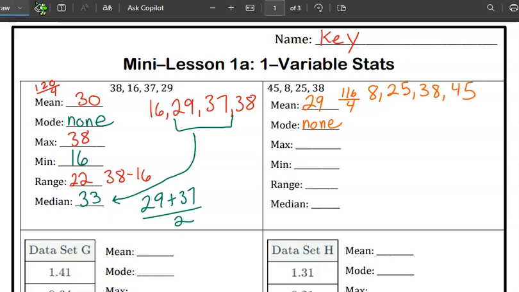Maximum is the biggest number in the set, 45. Minimum is the smallest, 8. And then range, find the difference between the maximum and the minimum, 37. And for the median, find the middle values, add them up, and divide by 2. It will give you a decimal answer of 31.5.